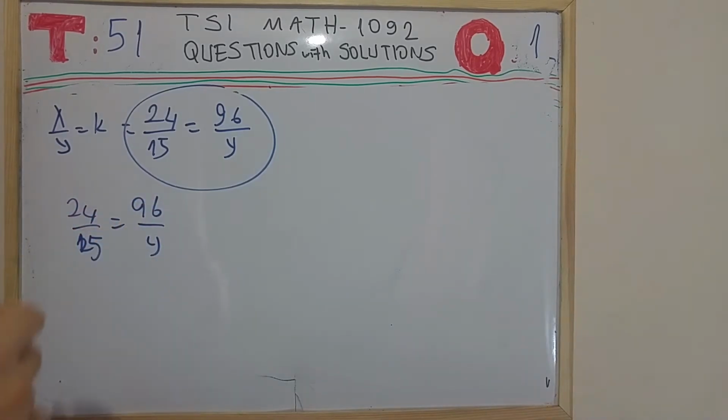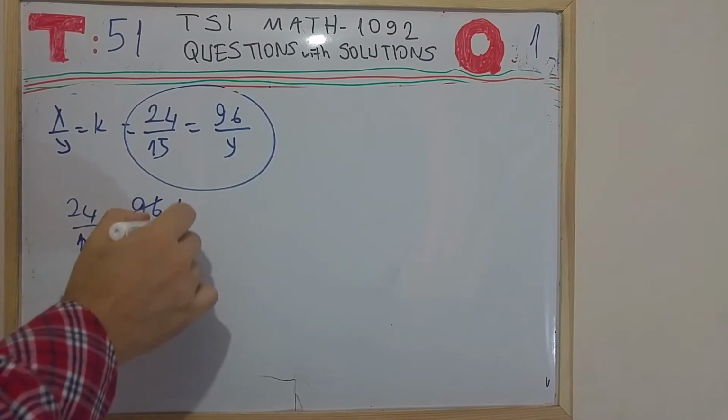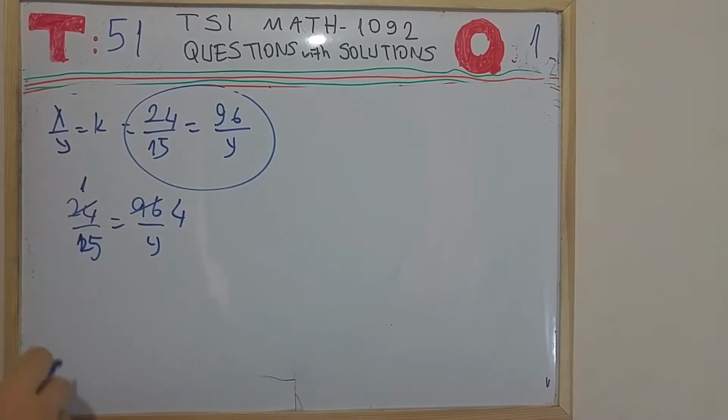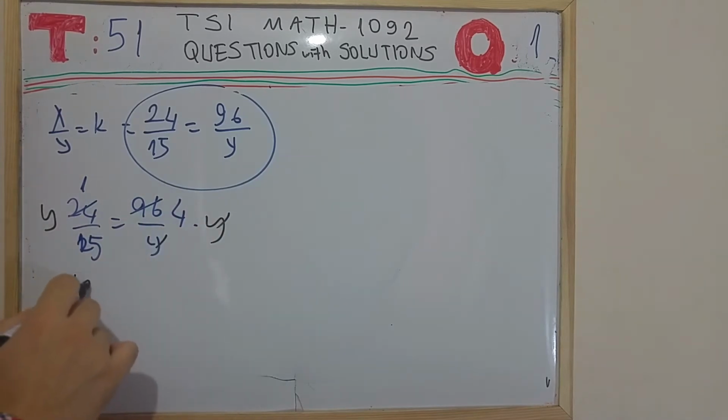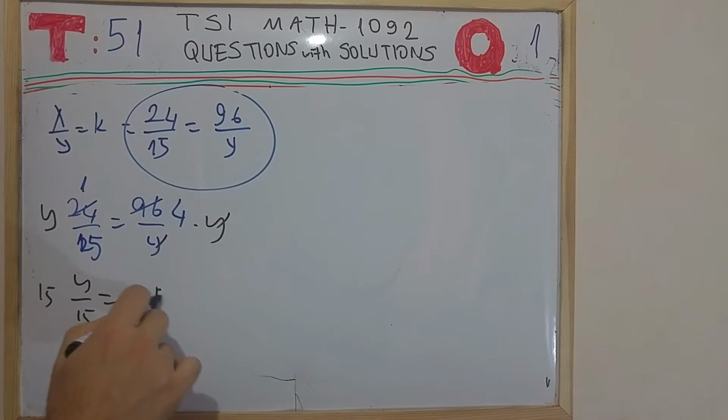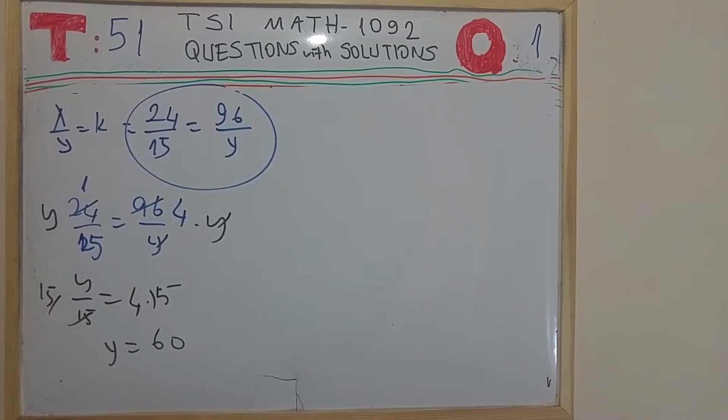Let's make some simplifications. This is going to be 4 and this is going to be 1. So when I multiply each side by y, what I'm going to have is y over 15 is equal to 4. And when I multiply each side by 15 too, y will be equal to 60.